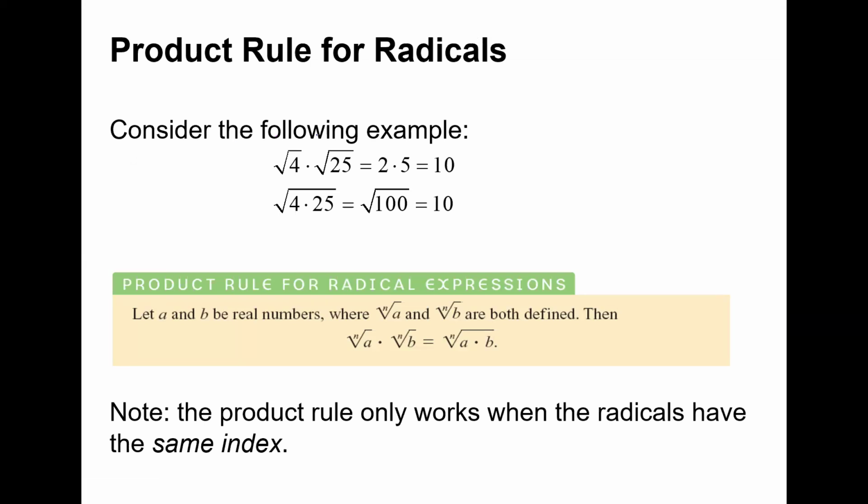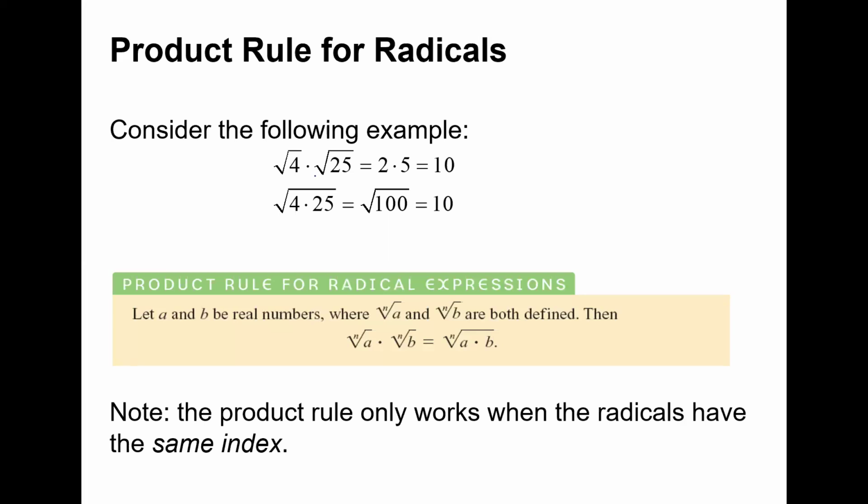So consider the following example. If we have the square root of 4 times the square root of 25, well, the square root of 4 is 2, and the square root of 25 is 5, and 2 times 5 is 10. We could do it that way, or we could bring the two together and have the square root of 4 times 25, which is 100, and the square root of 100, which is 10.